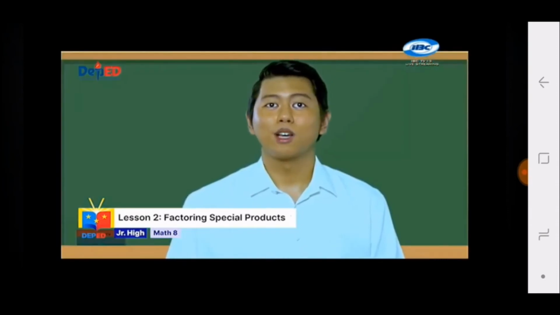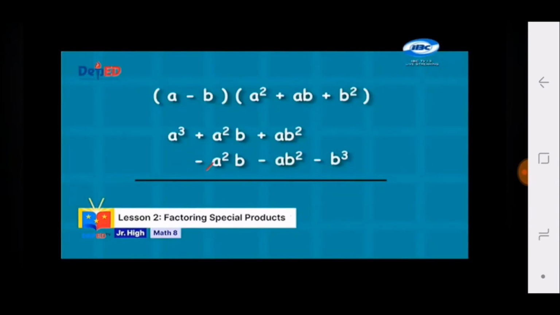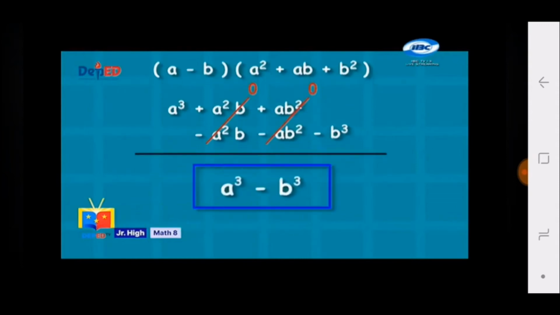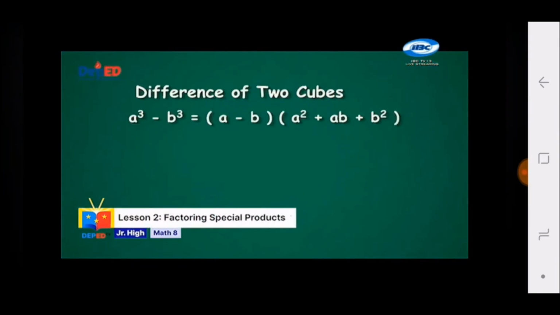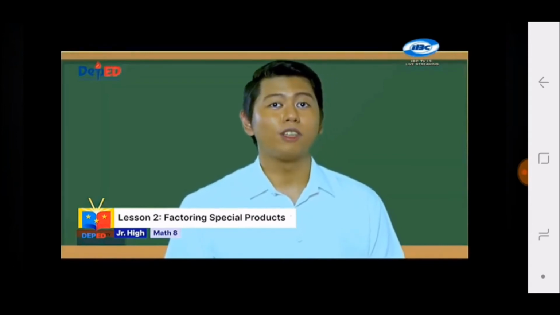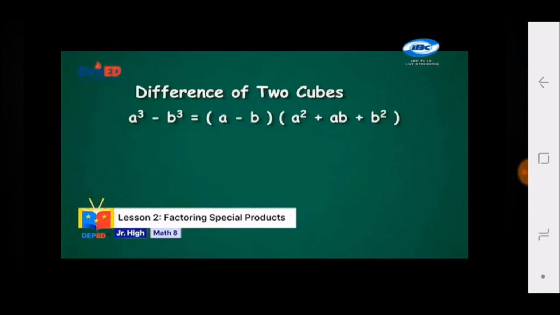Combining like terms, we will remove zero pairs, positive and negative a squared b and ab squared. Thus, we are left with a cubed minus b cubed. We showed that the binomial a minus b multiplied with the trinomial a squared plus ab plus b squared is equal to the difference of two cubes. Since they are equal, we can also say that the reverse is the same, meaning that the factored form of the difference of two cubes is given by this pattern.